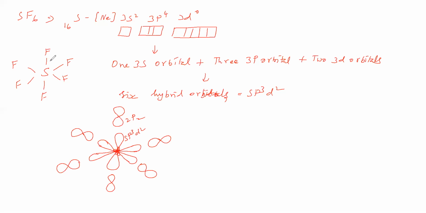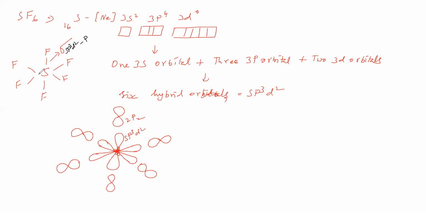In this SF6, this is a sigma bond. This sigma bond is formed by overlapping of sp3d2 of sulfur and p orbital of fluorine. All the sigma bonds have the same nature, same strength, same bond length. So in SF6 bond length will be only one. Here we cannot say axial, equatorial and all. Bond angle is 90 degree everywhere.